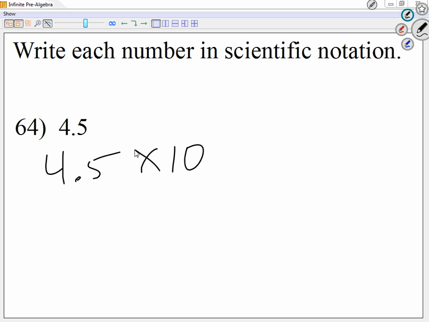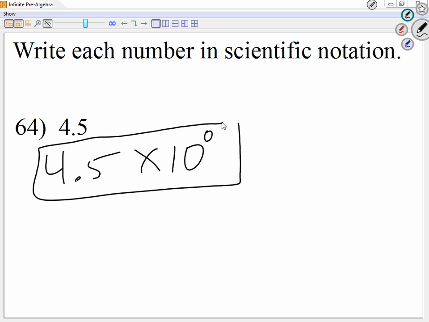Not quite. 10 to the 0 power. If I don't put the 0, remember 10 is to the 1, so I'm saying move it one place to the right. Since we don't need to move, make sure you do put the 0. So 4.5 times 10 to the 0.